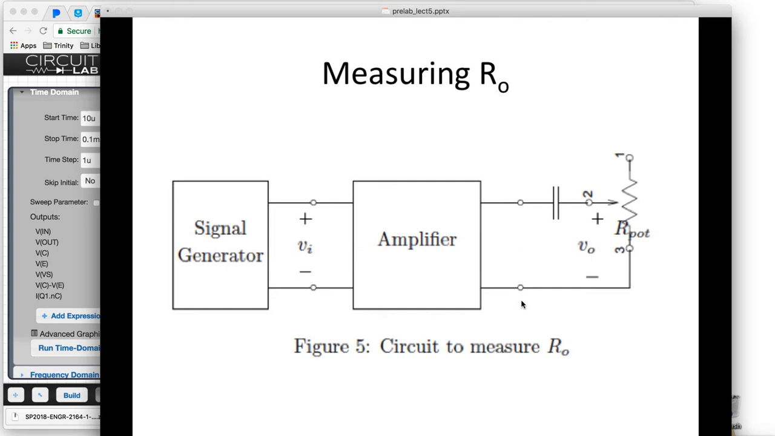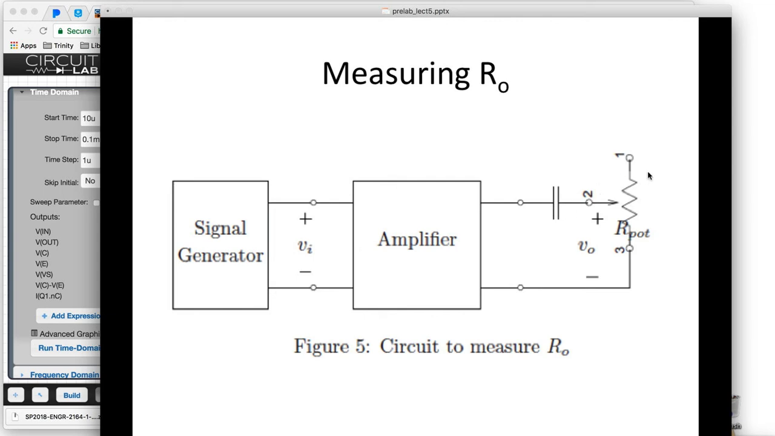Then we're going to remove the really big one in there, and we're going to put a pot in there. We're going to tweak the pot until this output is half what it was before. When that's the case, then you know that you're splitting this amplified voltage between your R out and R pot. And so again, you can remove R pot from your circuit, measure it with your DMM, and you have a measurement for R out, which you then compare against your predictions from the circuit lab.